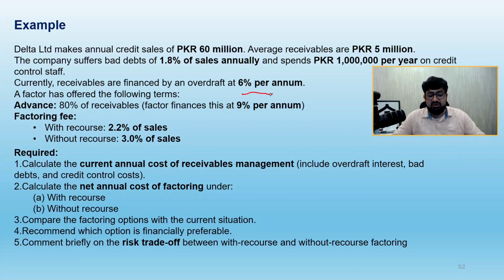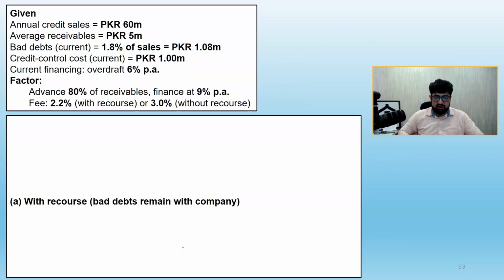80% of receivables will be financed at 9% per annum. Factoring fee with recourse and without recourse is where bad debts are zero. Remember that. Okay, now, with recourse, 2.2% of sales. Calculate the current cost of receivables, net cost of factoring with recourse and without recourse. Compare options. Recommend which option. Briefly discuss the risk trade-off between with recourse and without recourse. Okay, we will talk one by one.